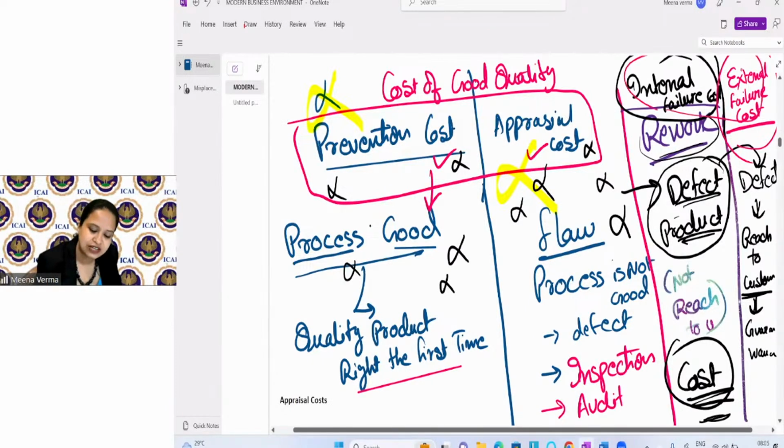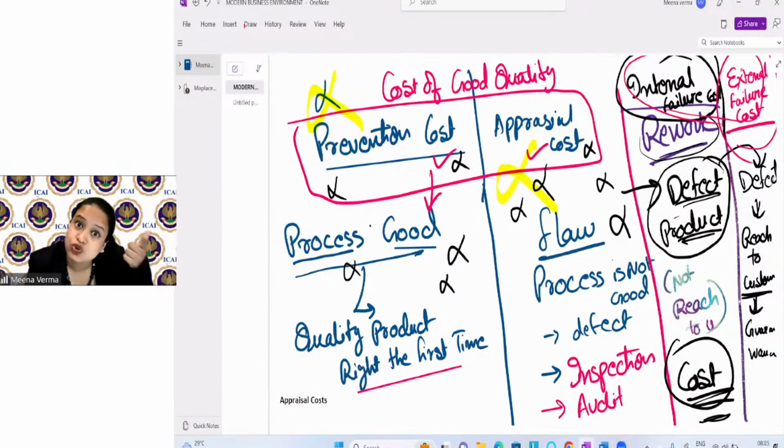So internal failure cost and external failure cost are the cost of poor quality. Since you are producing poor quality, you will incur more cost. Why? First, your goodwill will reduce. If your goodwill reduces, it may impact the sale. The sale may reduce, right? So if there is any internal or external failure, it will increase the cost of poor quality. You will incur more cost because you are producing poor quality.